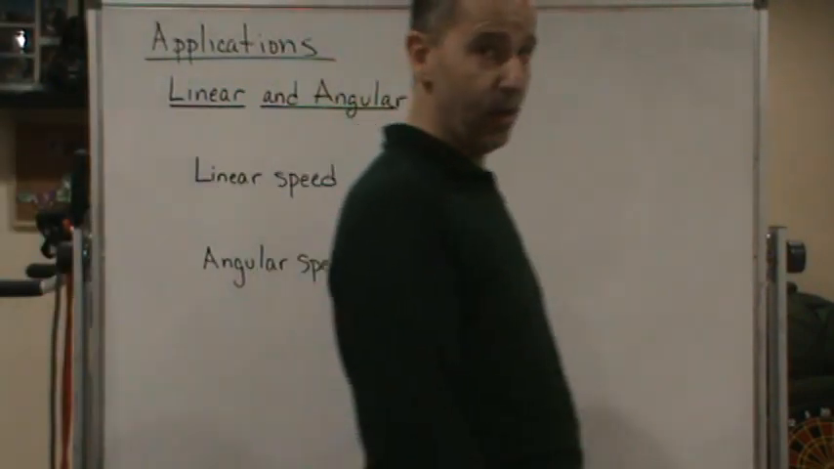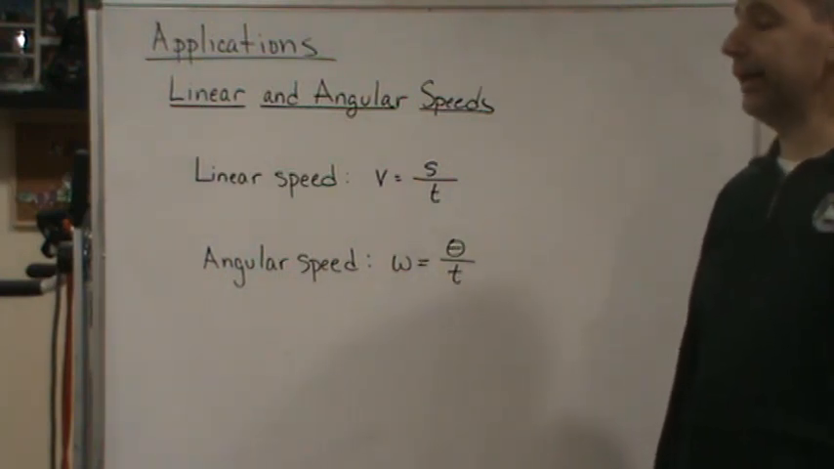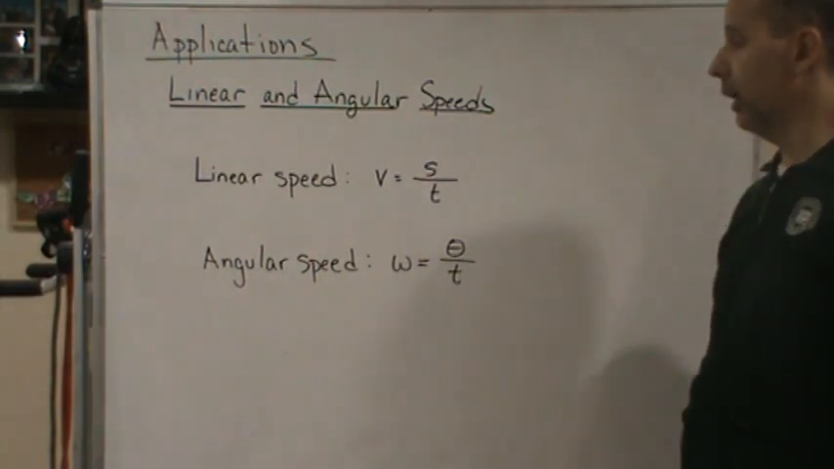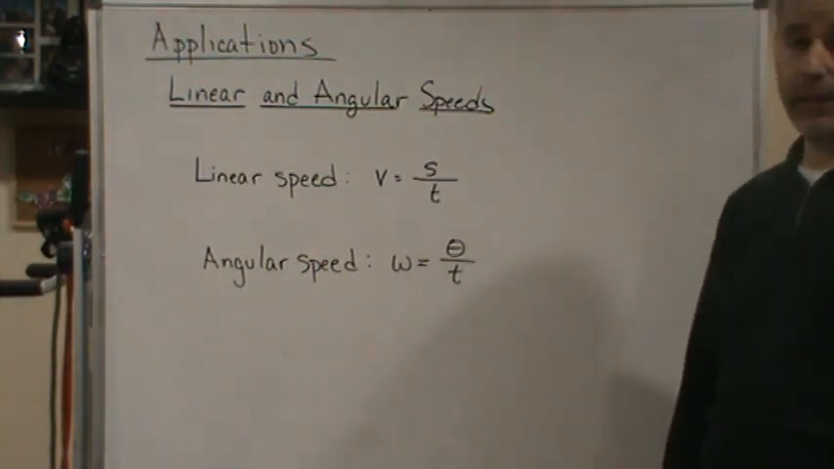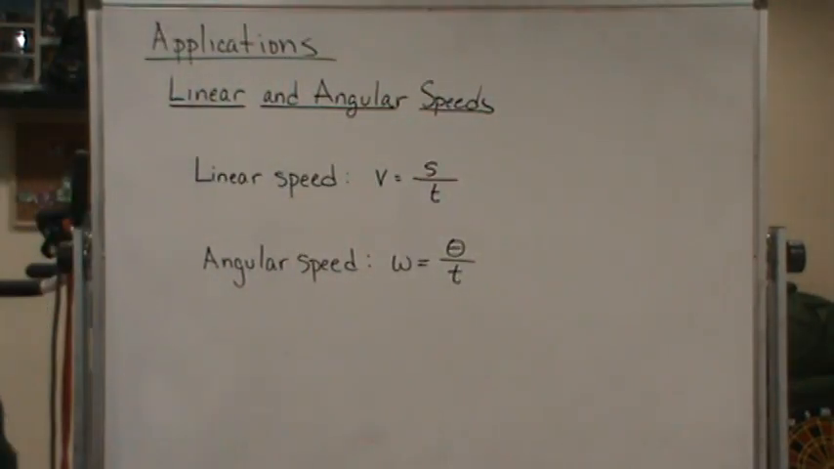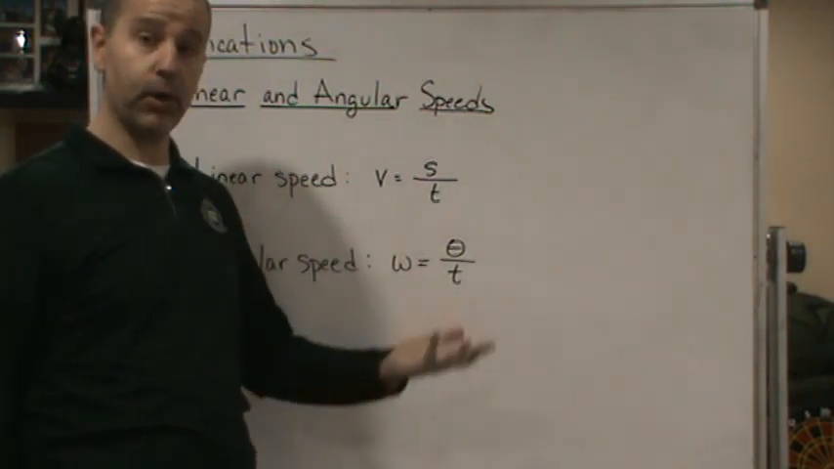Okay, welcome back. Now our next application topic is going to be linear and angular speeds. So linear speeds. Let's define some of the stuff, and I'll give you the formulas and talk through this. Linear speed measures how fast a particle is moving.